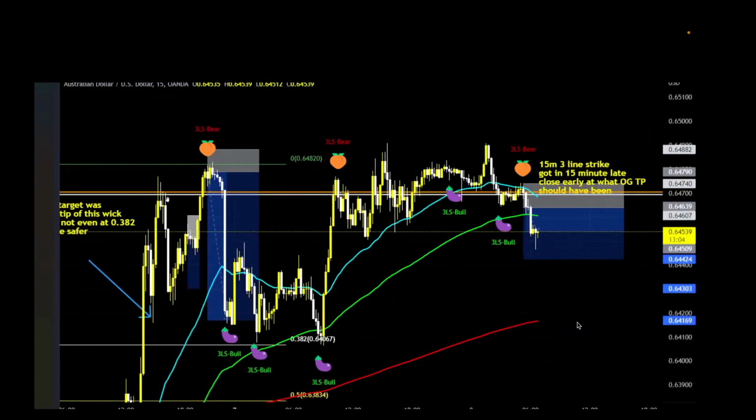Next day of trading, you can clearly see that this is an area of resistance.